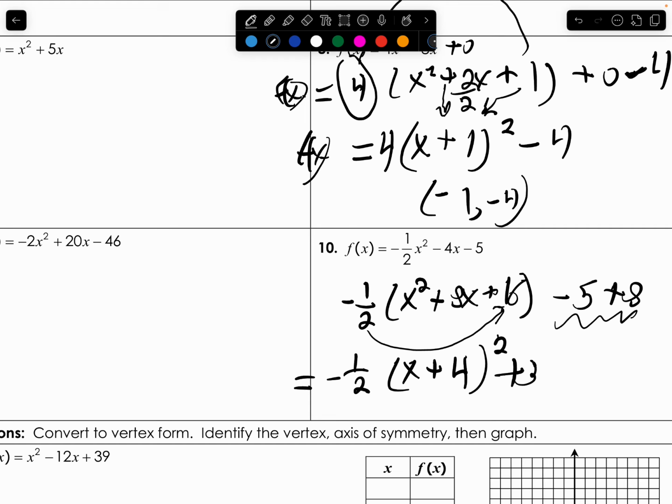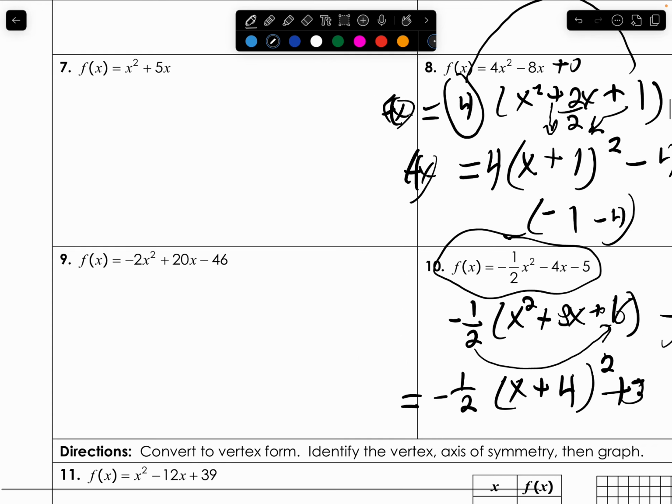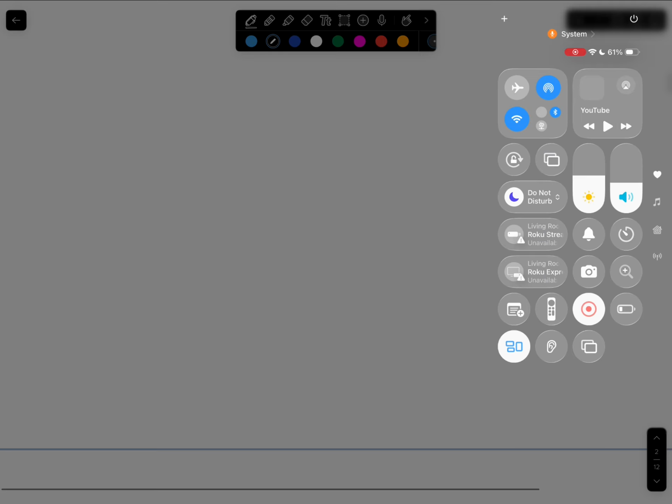Positive 3. My negative 4, 3 is my minimum or maximum. That's a good question. Is it a min or a max in this equation? And you should say that that's a max. That vertex is a max. Okay? So this is kind of what we did, and I don't think it's too hard once you practice it some more.